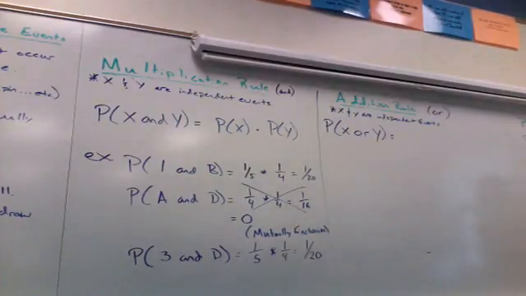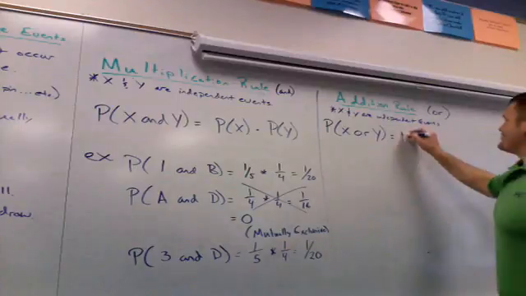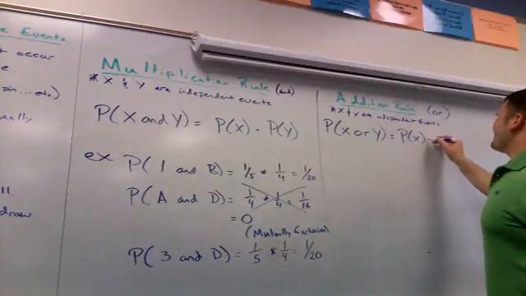Okay. So probability of x or y. What do I do here? What do you guys think? The multiplication rule we multiplied, so you add. No, P of x plus P of y. Okay, good. P of x plus P of y.